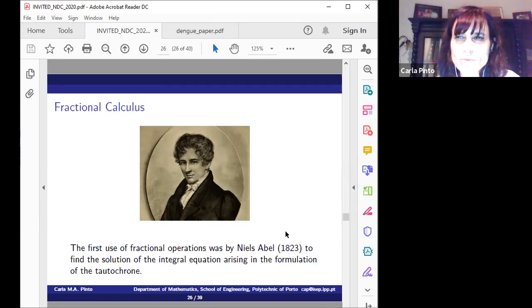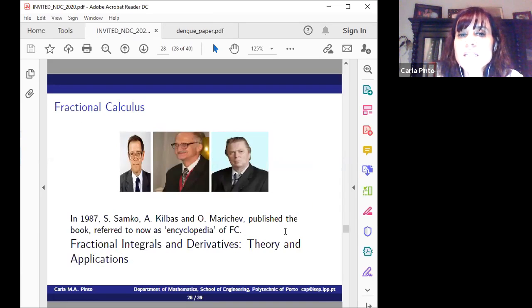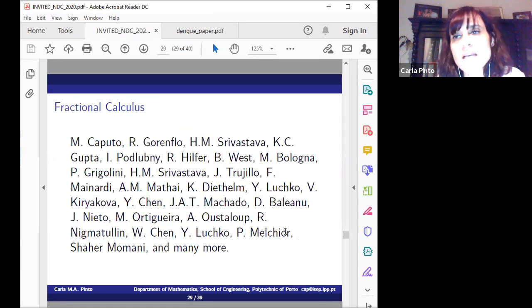a very young mathematician who died at 27 years old. And he applied fractional calculus to obtain the solution of the integral equation arising in the formulation of the tautochrone. The topic was dormant. And in 1974, we had the first book on fractional calculus by Oldham and Spanier. And in 1987, Samko, Kilbas, and Marichev published what is known as the Encyclopedia of Fractional Calculus. And since then, a lot of people continue the fabulous work on fractional calculus.